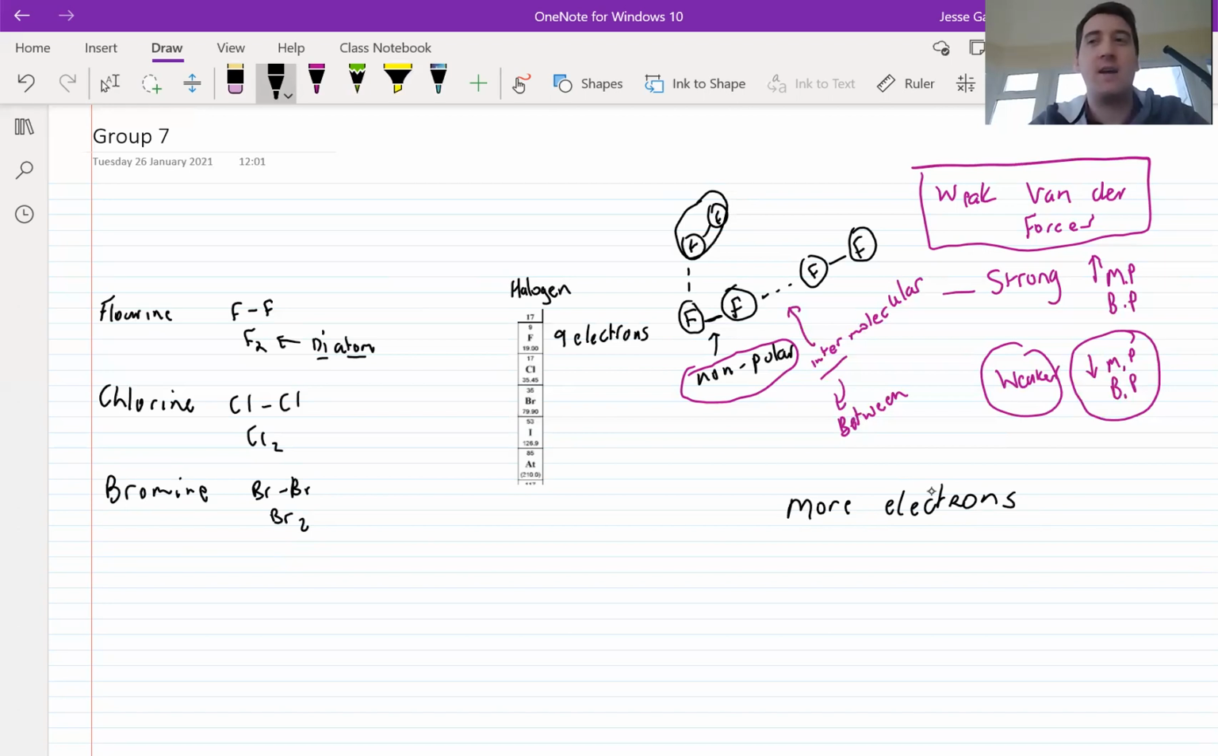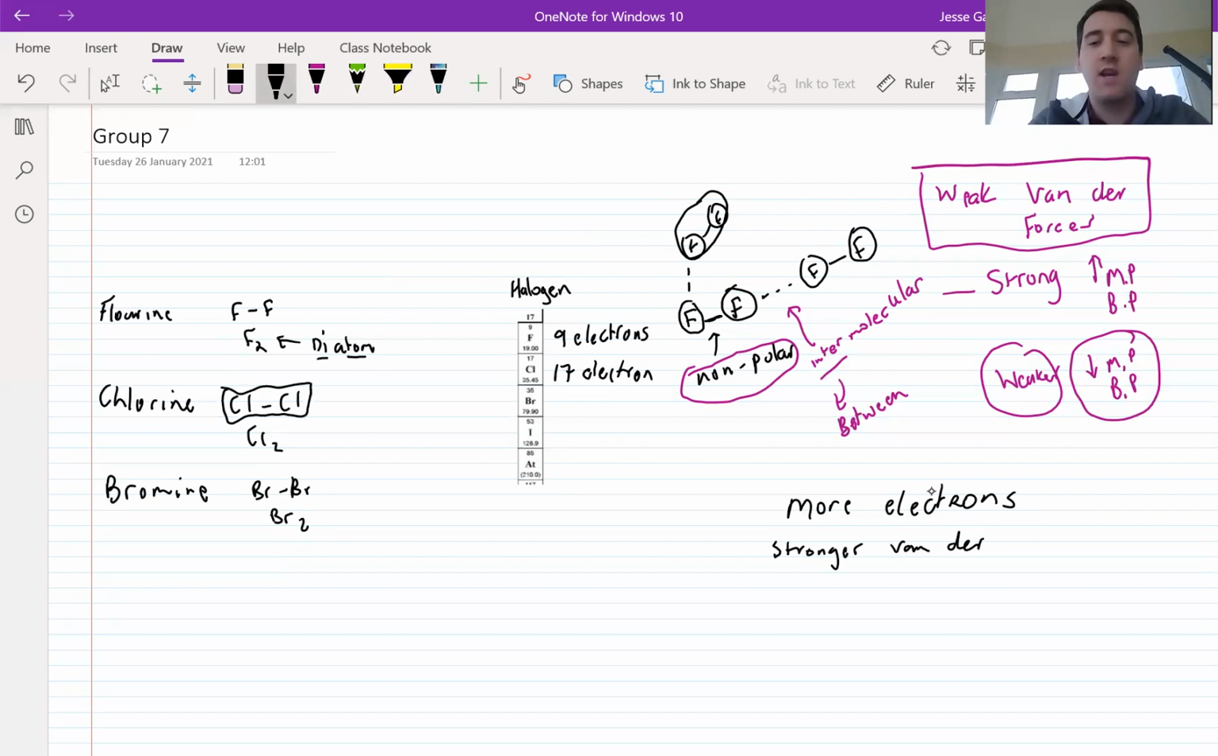Chlorine has how many electrons? I think I should know this off the top of my head, but it's group 7, so it's got 7 and 10. It's got 17 electrons. So each chlorine has 17 electrons. In this molecule, the total number of electrons moving around creating dipoles is 2 times 17, 34 electrons. That's more electrons making temporary dipoles than the fluorine, so more electrons means slightly stronger van der Waals forces.